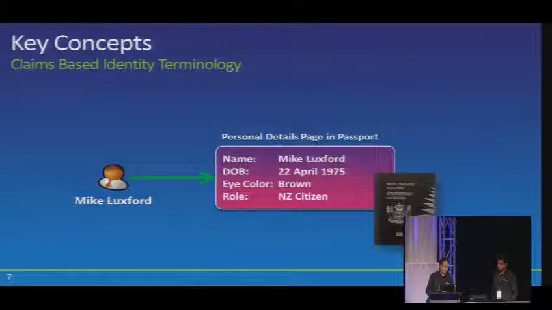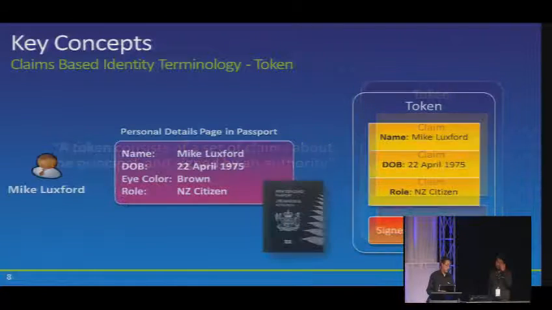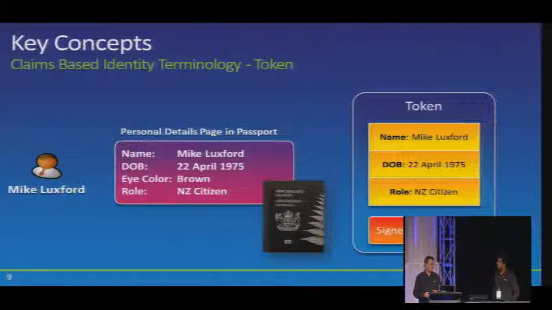So back to Mike's example, just imagine what's on the personal details page of his passport. He has his name, date of birth, eye color, and so on. The identity provider here will be the New Zealand government because they're the one that issued the passport. And the relying party would be any country that Mike could travel to. So, a very simple concept. The next one is token. A token consists of a set of claims about the principal and is signed by an authority. So the token is more or less the same as Mike's passport. We have all the claims in the token, name, date of birth, and so on, and the token is signed by the New Zealand government.